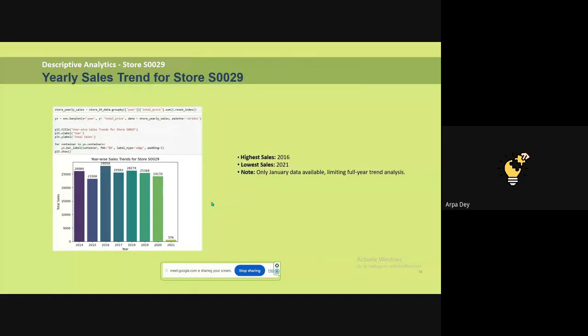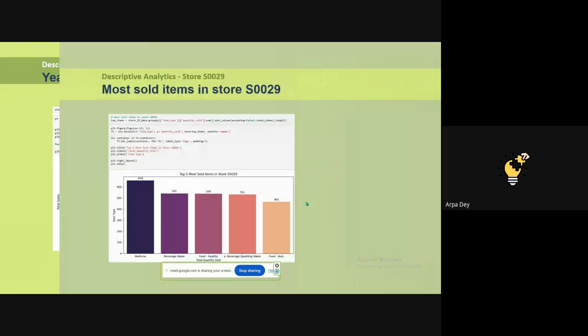Yearly sale trends of store 29. Here, as we can see, the store is performing really well in 2016, but it is performing very poorly in 2021. But I would like to mention that we don't have the proper data for the year 2021. We only have January's data here, so that is limiting our trend analysis.